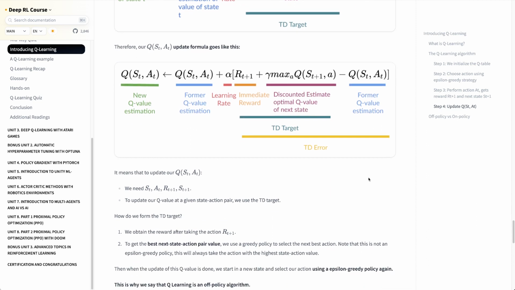How do we form the TD target? We obtain the reward by taking the action, R t plus 1, and then to get the best state-action pair value, we use a greedy policy to select the next best action. Note that this is not an epsilon greedy policy. This will always take the action with the highest state-action value. And we're talking about this one, this optimal value. So this is the max of this Q state-action pair, right?